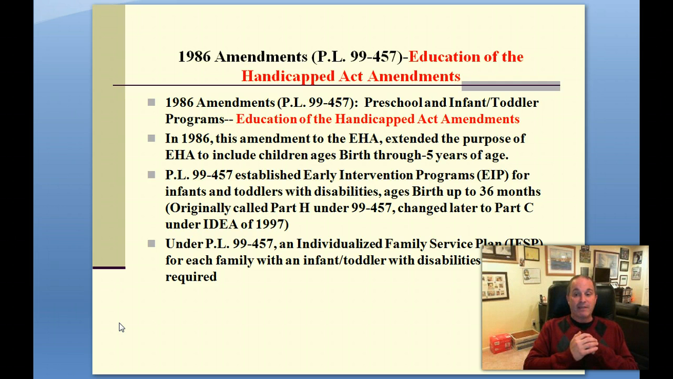Public Law 99-457 established early intervention programs for infants and toddlers. Early intervention covers birth up to the age of 3 years, or birth up to 36 months. It was originally called Part H under 99-457, and we would later change it to Part C under IDEA of 1997. Part H focused on early intervention programs and also looked at preschool children. Under 99-457, just like we have IEPs for school-age children, we have individualized family service plans, IFSPs, for all families of infants and toddlers with disabilities. So now we had a federal law that would cover birth to 21. Those children birth to 3 would have IFSPs, and everyone 3 to 21 would have IEPs.